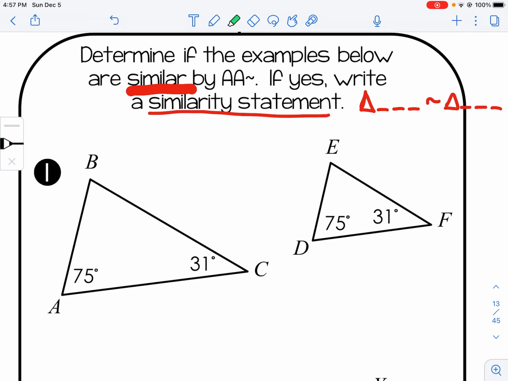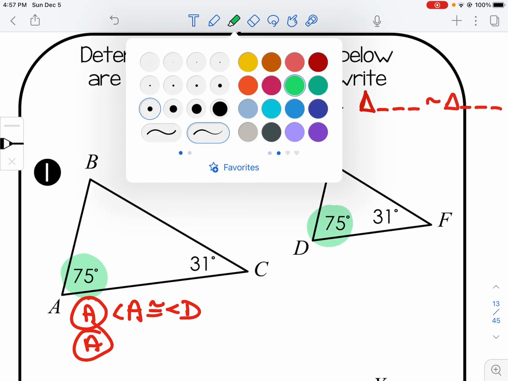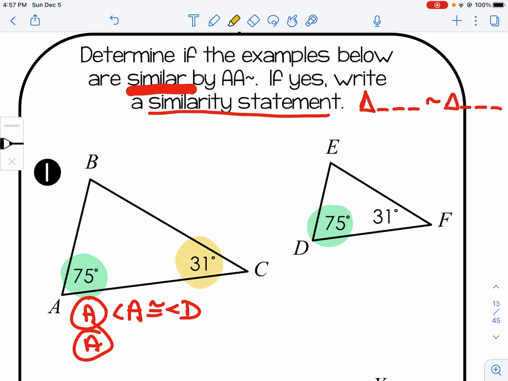If I look at this triangle, this angle and this angle are congruent. So I'm going to put a little A down here. Angle A is congruent to angle D. And then if I go down here and I say this angle is congruent to this angle, angle C is congruent to angle F, that is enough to say that these two triangles are similar.